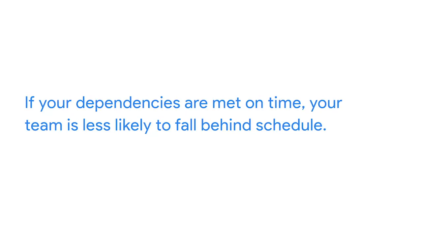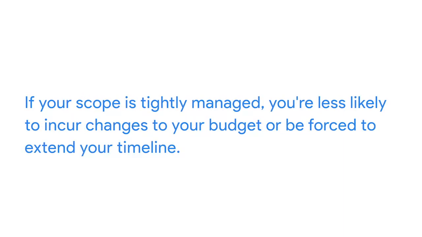One way to manage risks and hopefully prevent any risks from materializing is to focus on managing the changes and dependencies as well as any scope creep in your project. If you can manage those two things, both changes and dependencies and scope creep, other types of risks become much easier to manage. If your dependencies are met on time, your team is less likely to fall behind schedule. If your scope is tightly managed, you're less likely to incur changes to your budget or be forced to extend your timeline.